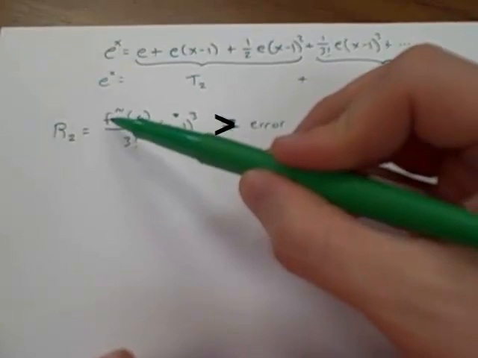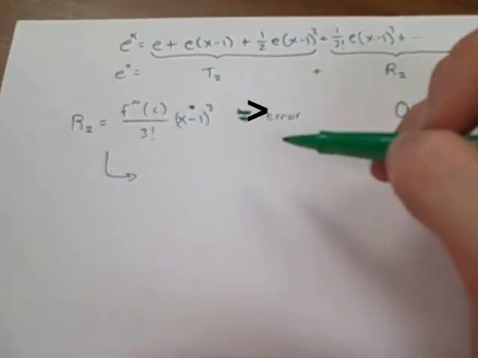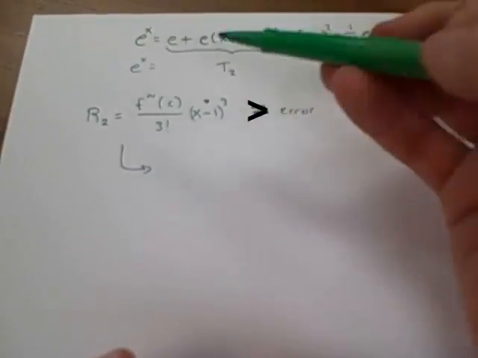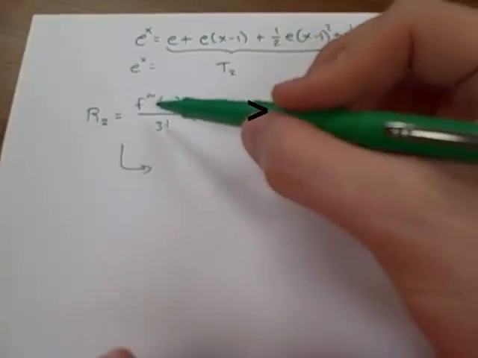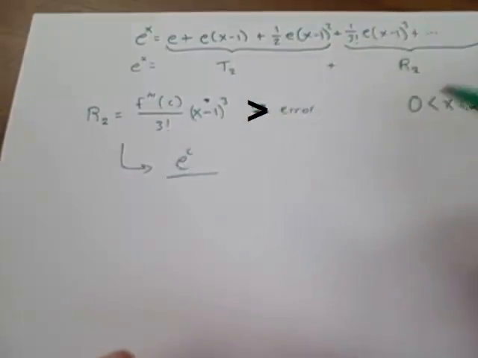And again, we have to figure out what's the third derivative of our function. So I'll rewrite this. Our function is still really easy to find the derivative. It's still just e to the x. So the third derivative is e to the x, evaluated at c is e to the c.